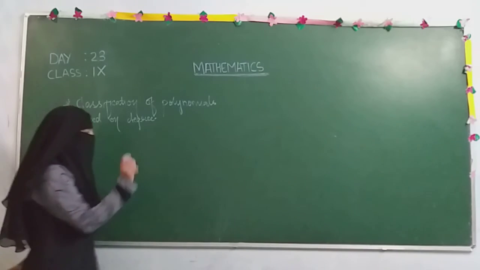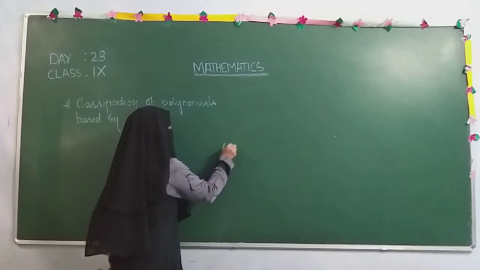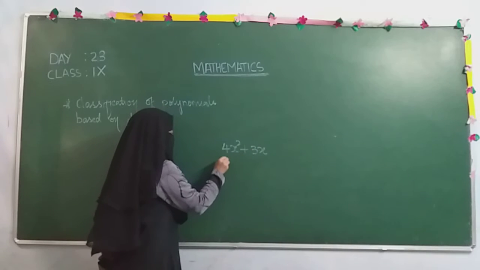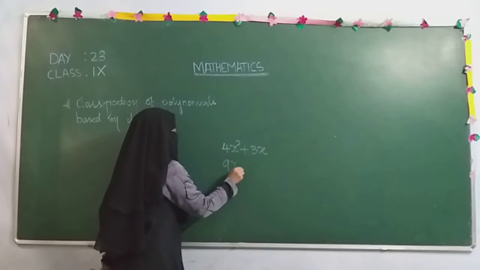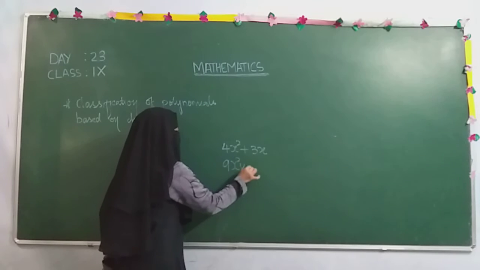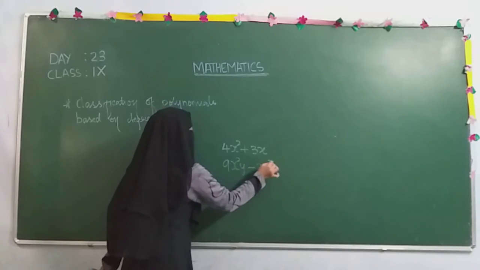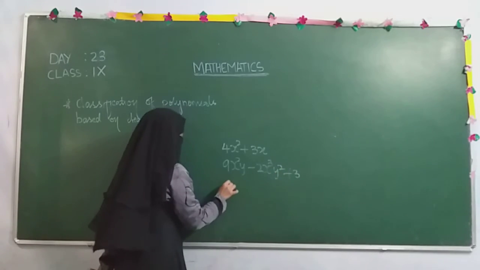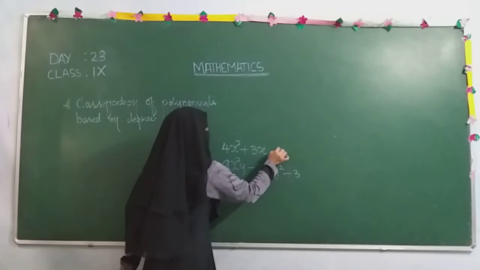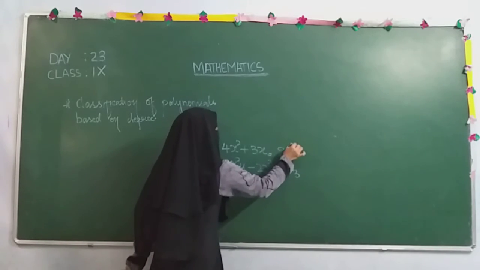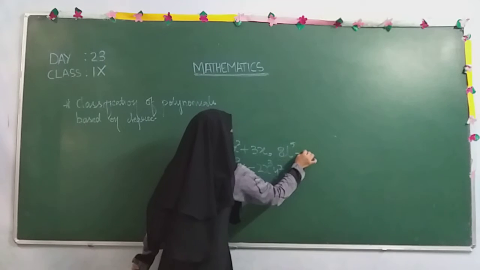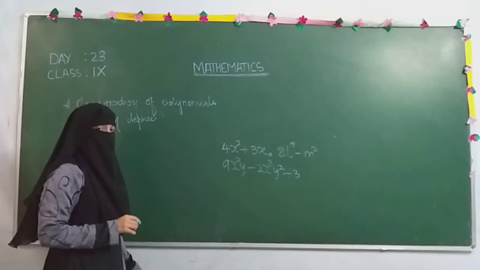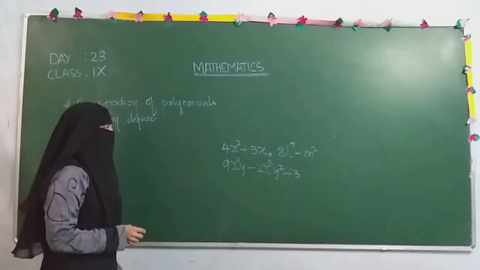For example, I will write a few equations here. 4x square plus 3x. This is one of the polynomials. Now 9x square y minus 2x cube y square plus 3. And 8l to the power of 5 minus m square. Okay, so I have taken three different equations. Just see what is the degree of each polynomial.